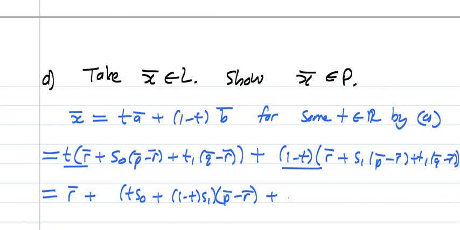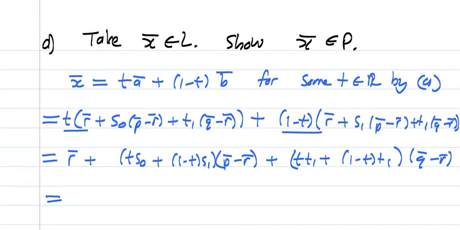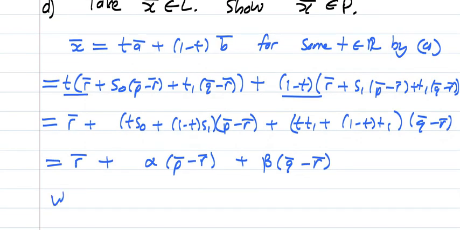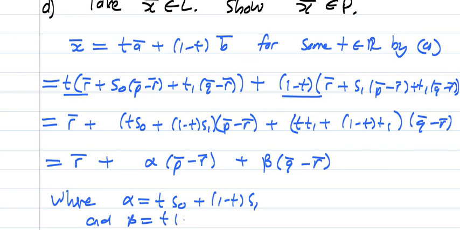Likewise, if you take out a common factor of Q minus R, you get T times T1. And here you get 1 minus T T1 and then Q minus R. So a little bit of algebra. So you can see it is of the form R plus alpha (P minus R) plus beta (Q minus R), where alpha is T times S0 plus (1 minus T) S1, and beta is equal to T times T1 plus (1 minus T) times T1.